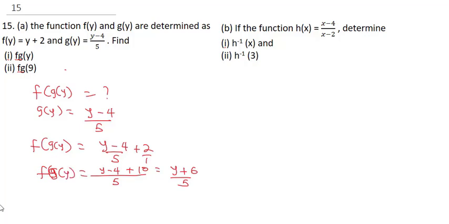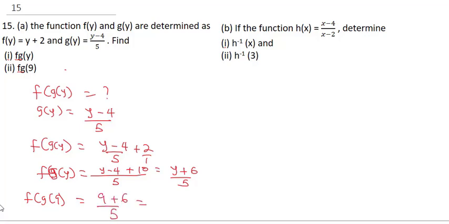Now the next question says we should find f of g of 9. Okay, so for you to solve this, all you need to do is put 9 here, which will be 9 plus 6 over 5. That's going to give you 9 plus 6 is 15 over 5, and that will give you 3. As easy as that, you can attempt that function question.